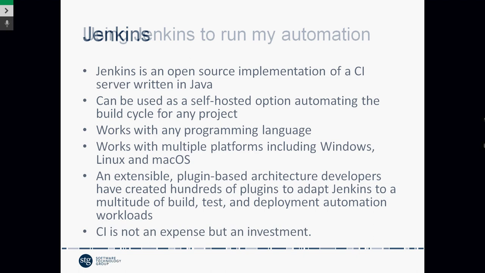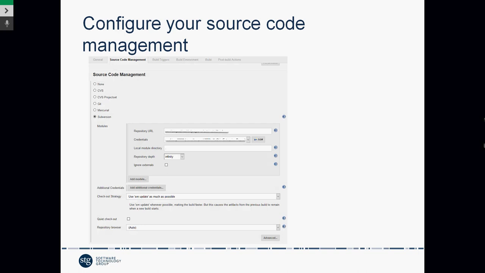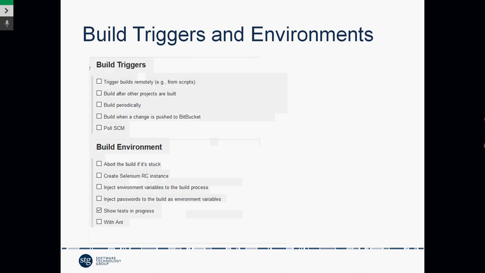So to use Jenkins, create a new project. Pretty self-explanatory. Plug in your source code management information. I highlighted our repo and our password for safety reasons. You can have build triggers. If you want to build periodically, say every 15 minutes. With some of my automation, I run it every 10 minutes.